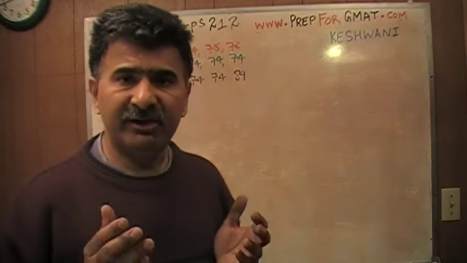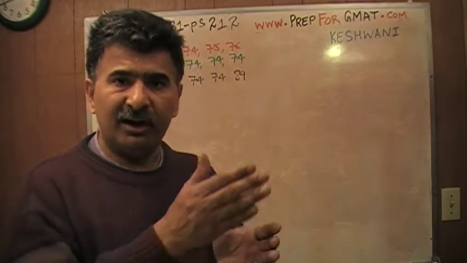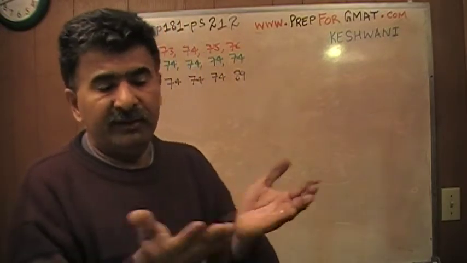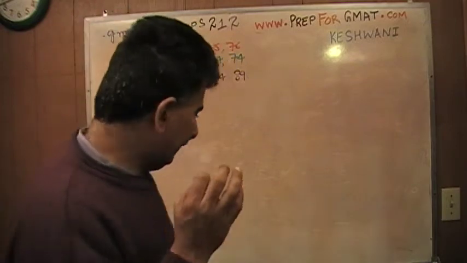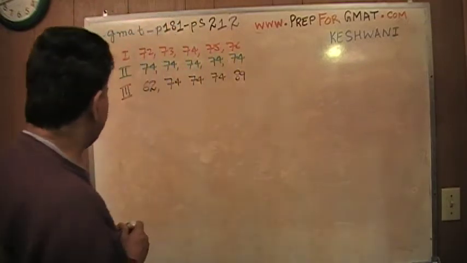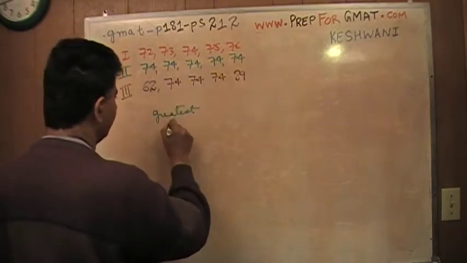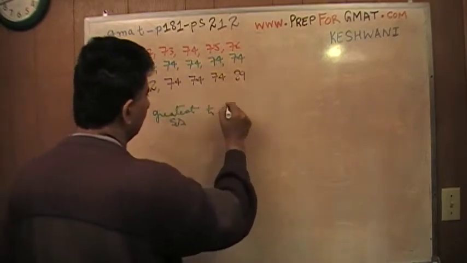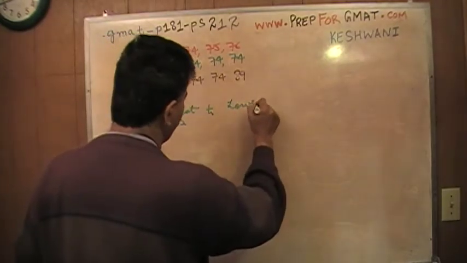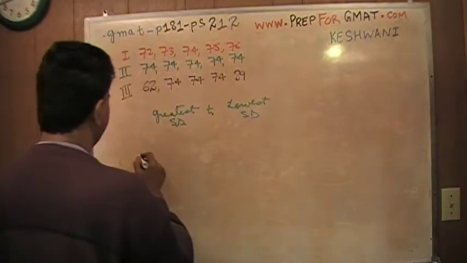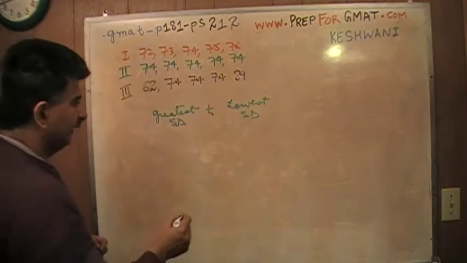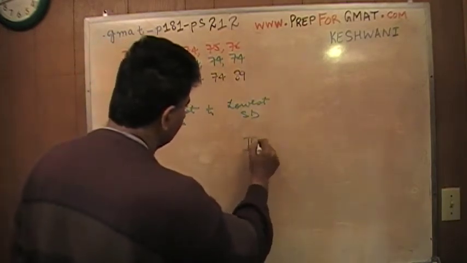Because that's what standard deviation measures. It measures the dispersion around the mean. Well, there is no dispersion here. Everything is 74, which tells me that since we are arranging it from the greatest standard deviation to the lowest standard deviation, the correct answer, whatever it is, has got to have 2 at the very end.